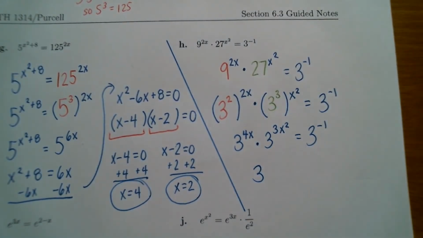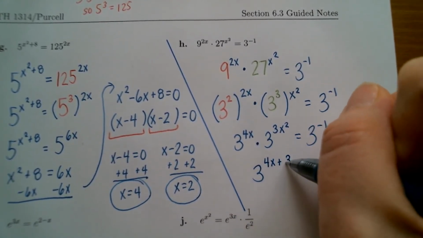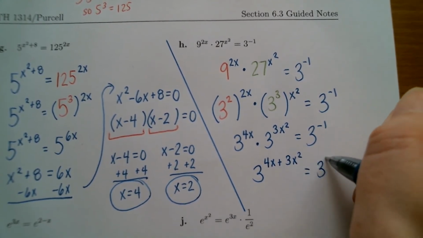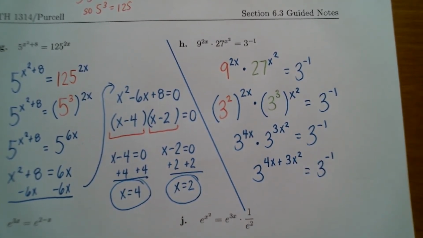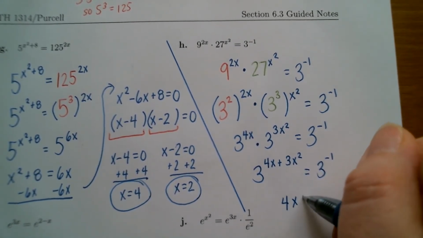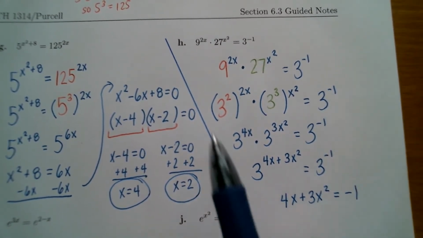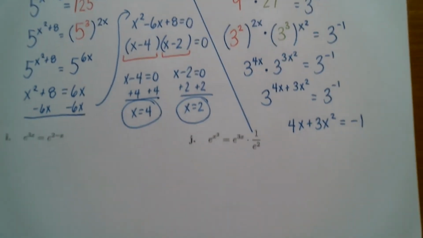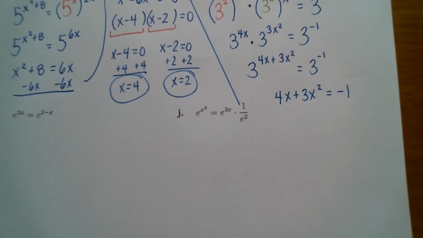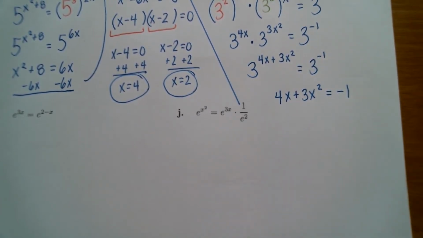So let's add the exponents. This is going to be 3 raised to the 4x plus 3x squared is equal to 3 to the negative 1. Okay, now I've got exactly what I want. I have 1 power of 3 on each side. The exponents are simplified, so we can go ahead and equate the exponents. And this is what we want to solve to get our solution to the original problem. The x's have come out of the exponent. You are left with a quadratic equation, so you can either factor or use the quadratic formula.